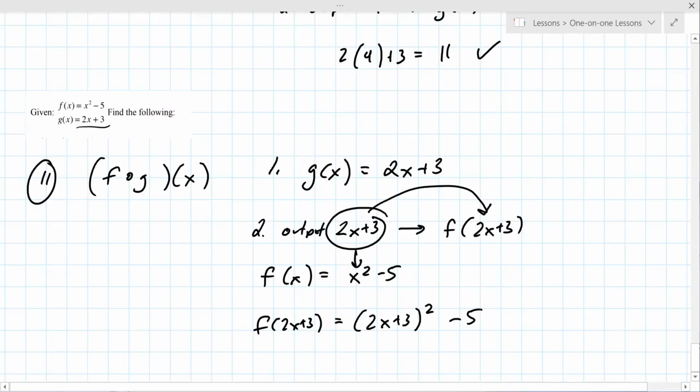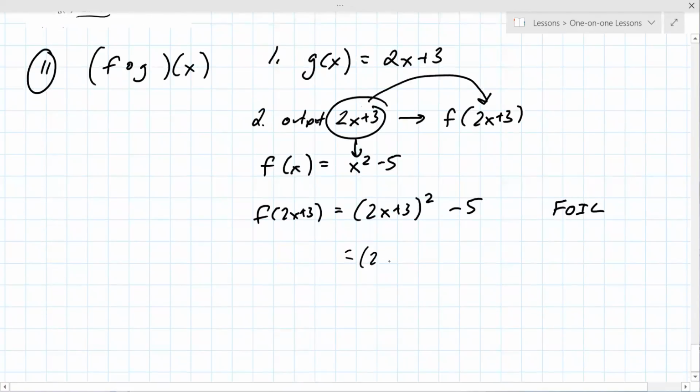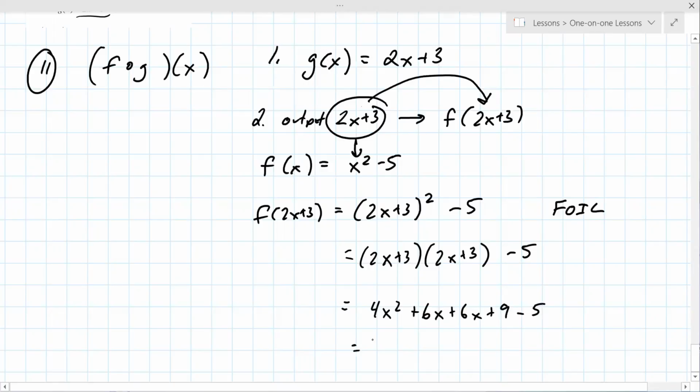Okay, so a lot of words. You're going to FOIL here again. Do not just square the first and the last. It's 2x plus 3 times 2x plus 3 minus 5. So that is 4x squared plus 6x plus 6x plus 9 minus 5 becomes 4x squared plus 12x plus 4. Can you just leave it at that? Yes. Okay.